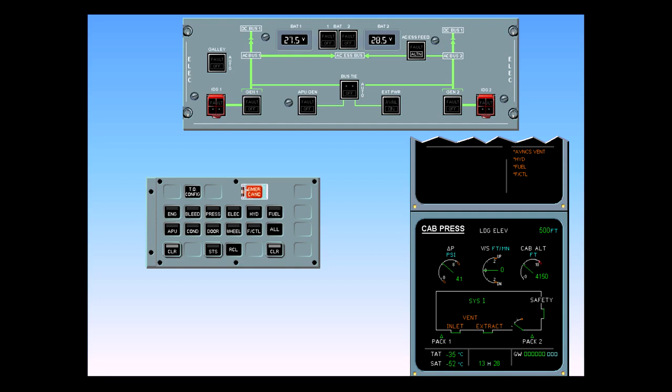Normally, at this point you will start to review the ECAM pages relative to the secondary failures: avionics, ventilation, hydraulics, fuel, and flight control pages. However, we will bypass the rest of the procedure since those pages relate to different systems.